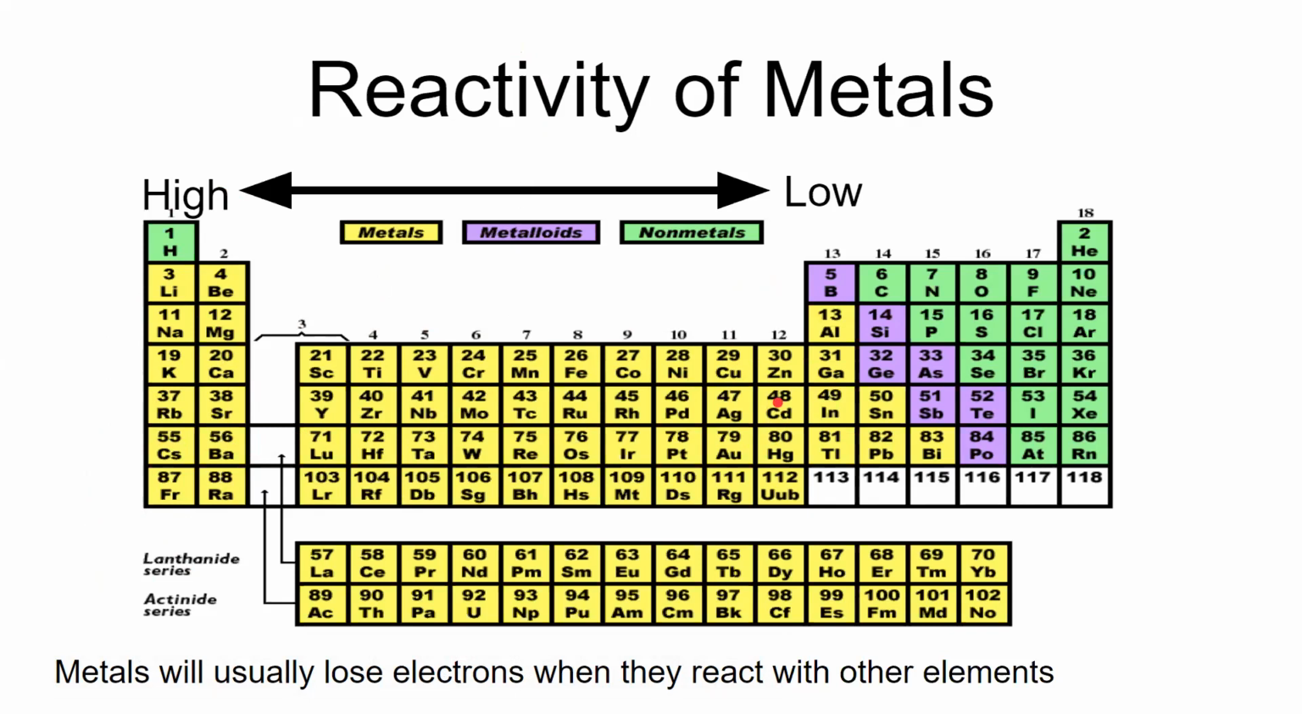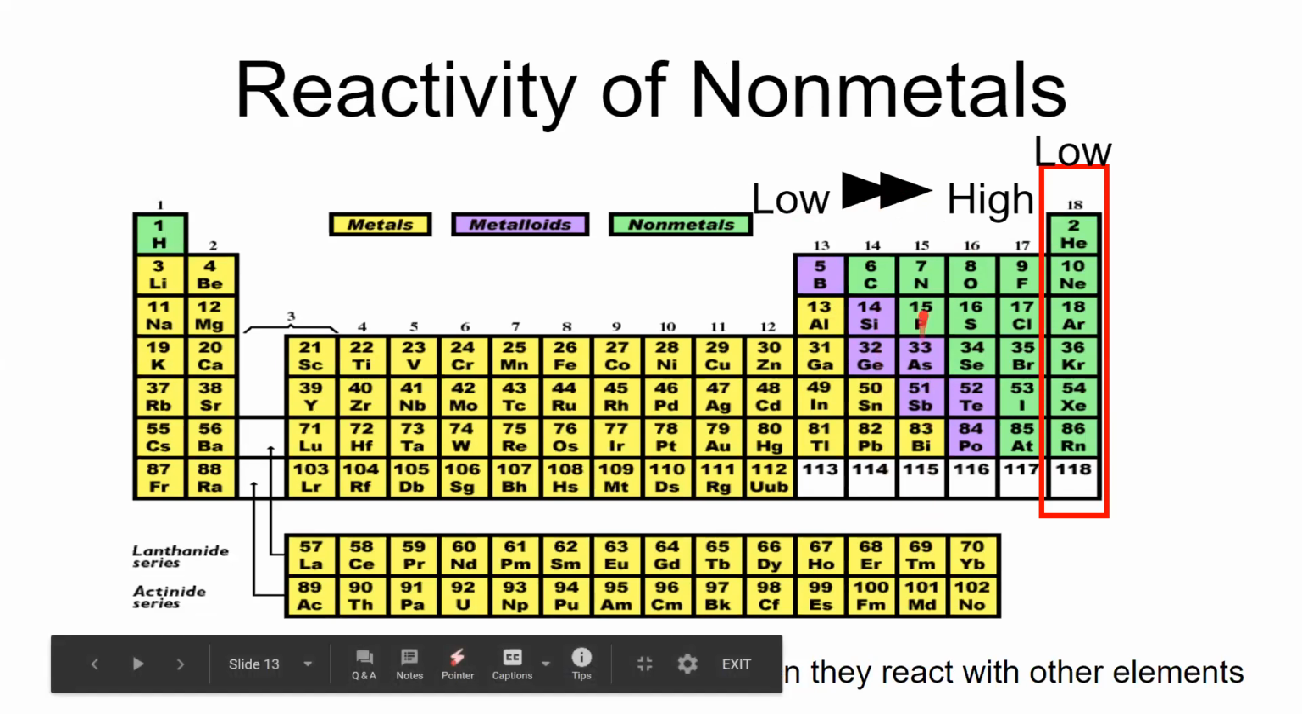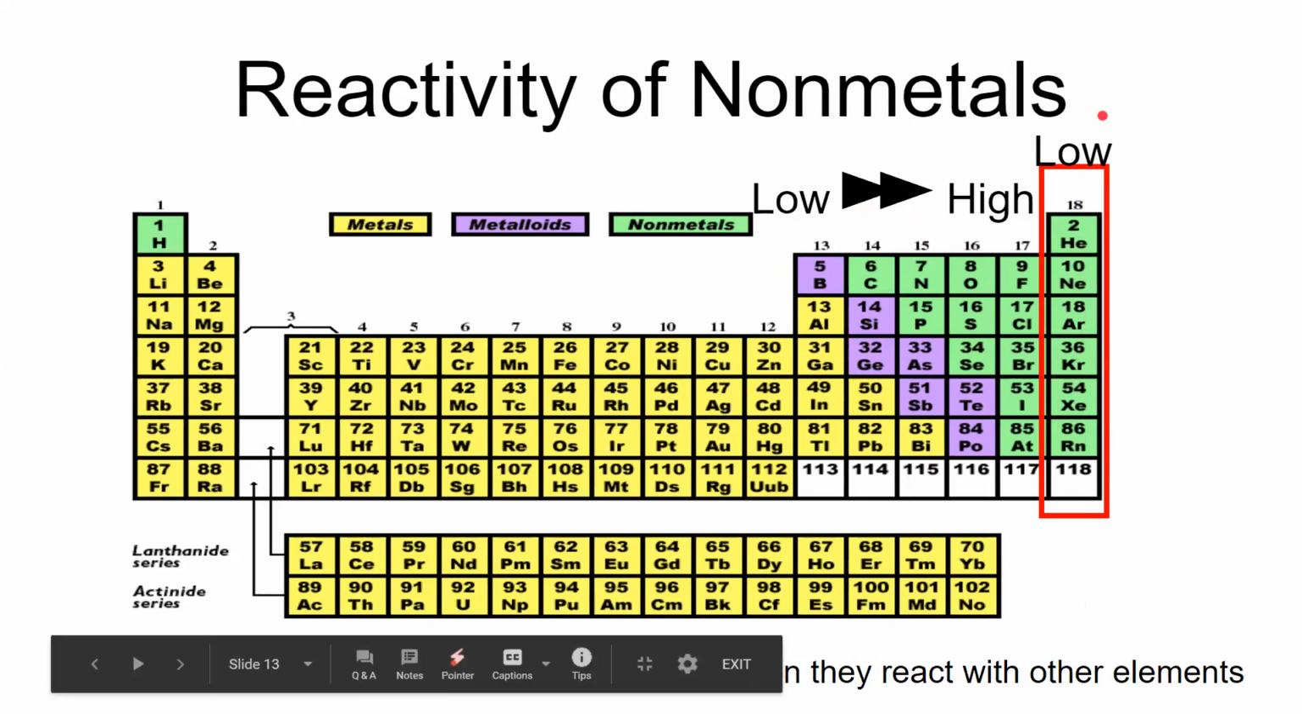On the flip side, when we go to talk about the nonmetals, the little green guys over here, nonmetals tend to be the lowest reactivity in the first couple columns of the nonmetals. And then as you get closer to the right, you get more and more reactive, unless you go all the way to the far right-hand side.